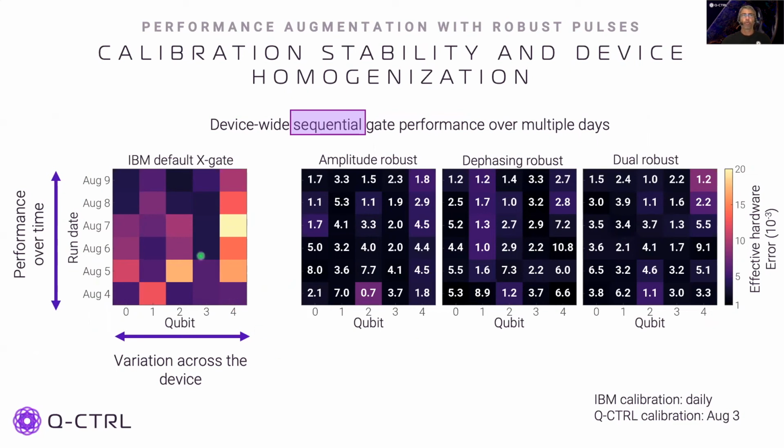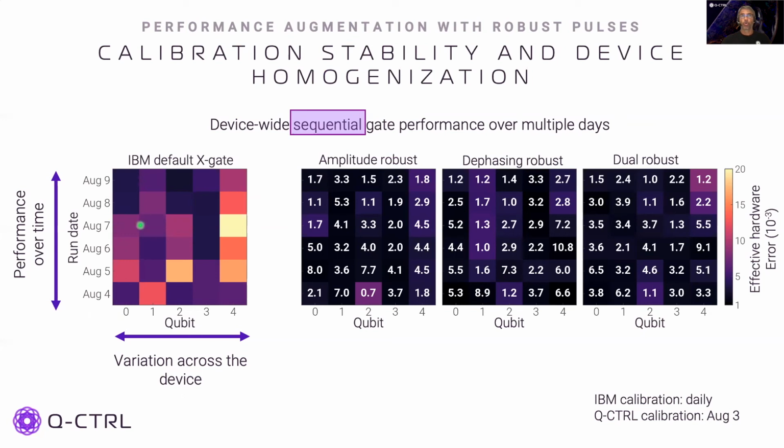The changes from bright to dark colors along horizontal lines in the plot for the IBM default pulse show the large variability in performance across different qubits in the device. Note also that despite the daily calibration of the default pulse, there's also a large variation from day to day for the different qubits in the backend.